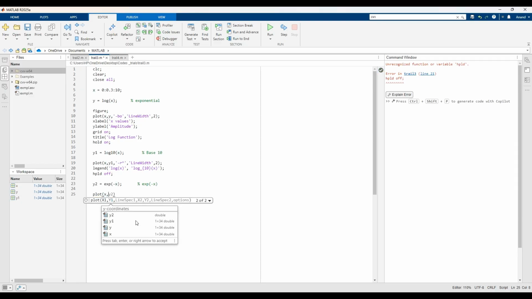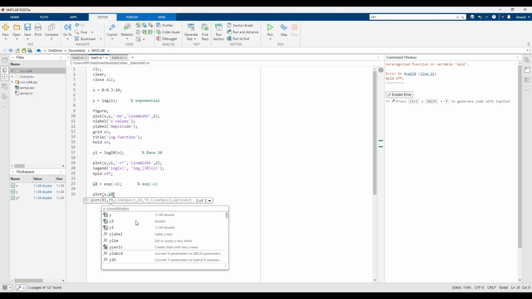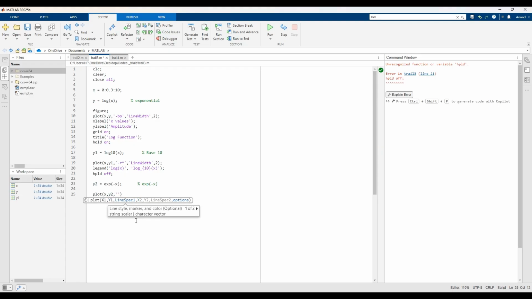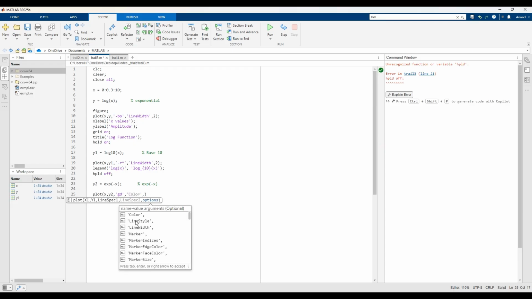Okay, just plot it x comma y2, and I would say green, because we have already used red and blue, and the next one is green. So the line width would be the same, 2.